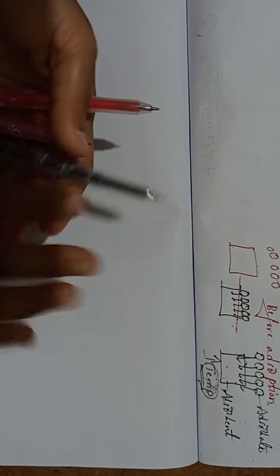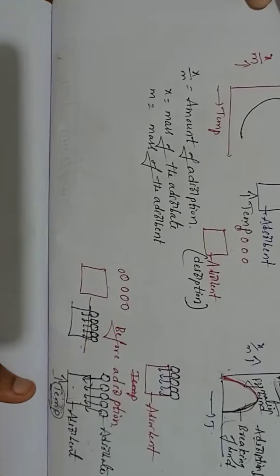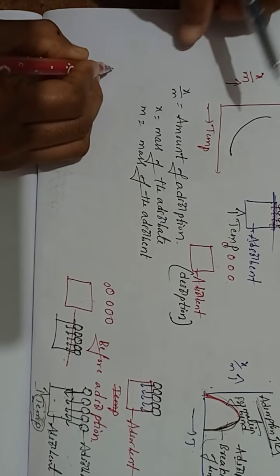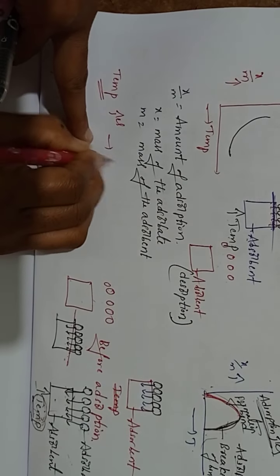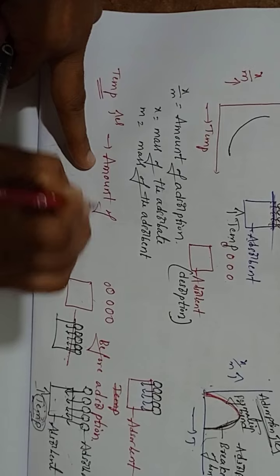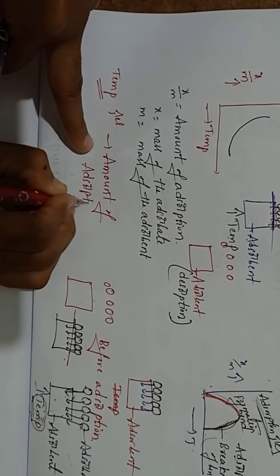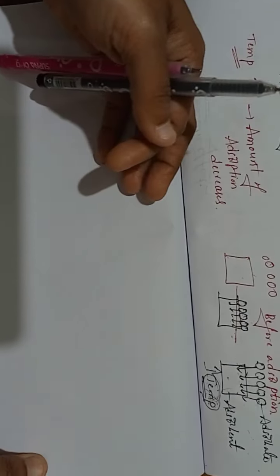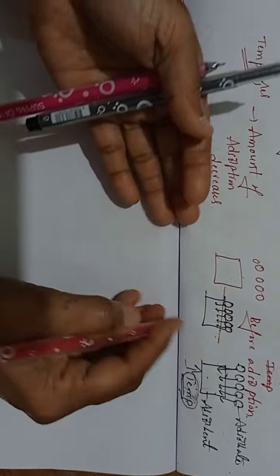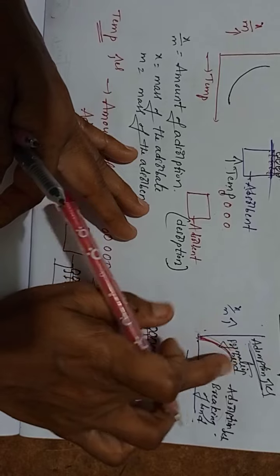Now coming to the pressure effect. But finally, what can we say, students? Temperature effect, physical adsorption: as temperature increases, the amount of adsorption decreases, students. In physical adsorption, the amount of adsorption decreases. What about chemical adsorption, students? Whenever temperature increases, initially in chemical adsorption the amount of adsorption increases and finally the amount of adsorption decreases.